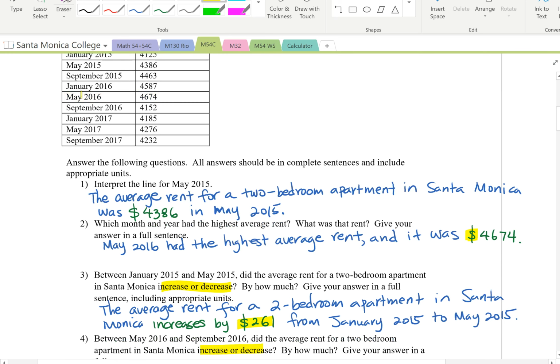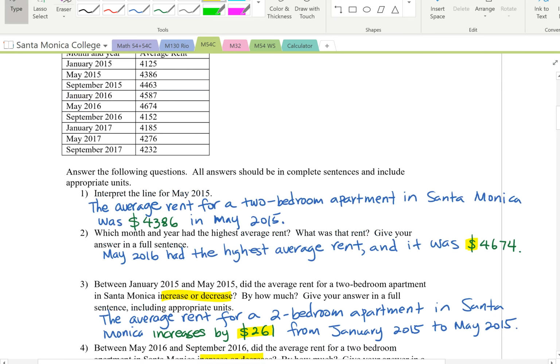The next one says, between January 2015, let me highlight January 2015, and May 2015, did the average rent for a two-bedroom apartment increase or decrease? Let's look at it. Notice that there's an increase right here. It's going up from January 2015 to May. And how much did this increase? Well, let's calculate. Let's subtract.